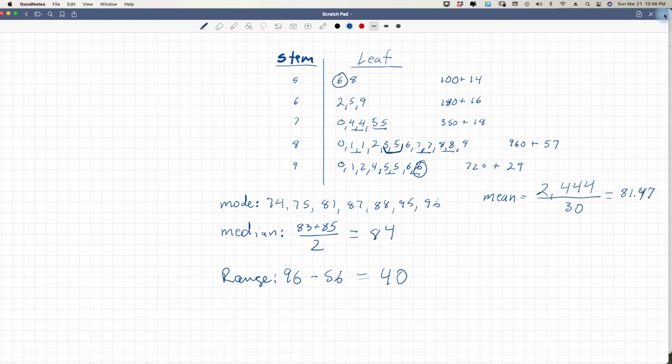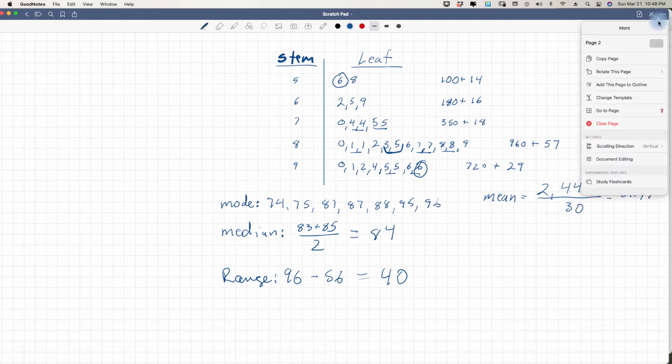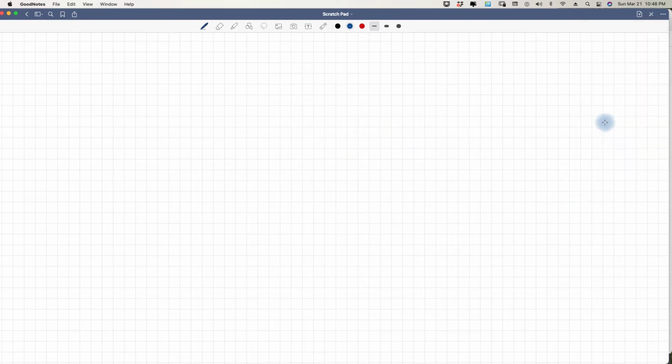Okay, so let's clear the page and let's do 85.1. In 85.1, Mark went to the driving range to test out a new golf club that he got from his brother Frank for Christmas. He hit 20 balls, and the distances the balls traveled were measured in yards as follows.